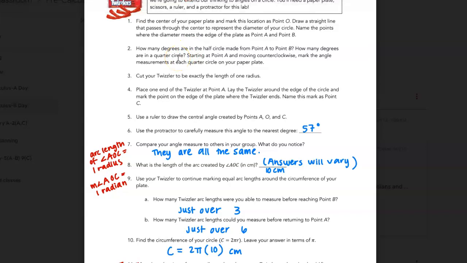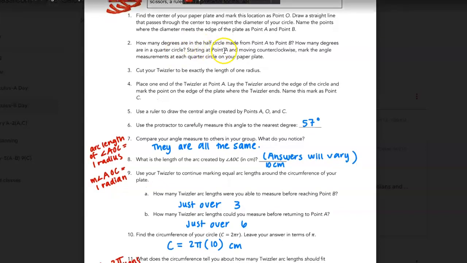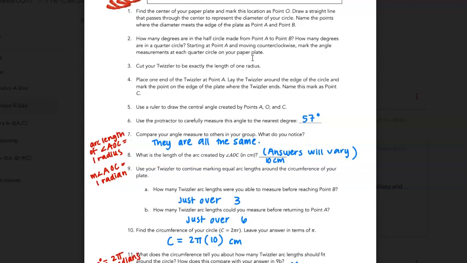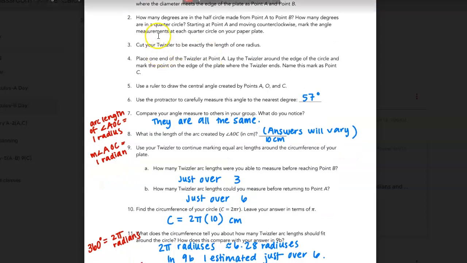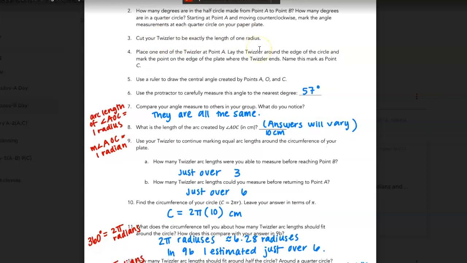And then, starting at point A, moving clockwise, we want to mark the angle measures for each quarter of a circle. So it would be 90 degrees, 180 degrees, 270 degrees, and then 360 degrees to go all the way around. And then we cut some pipe cleaners instead of Twizzlers to be the length of the radius.